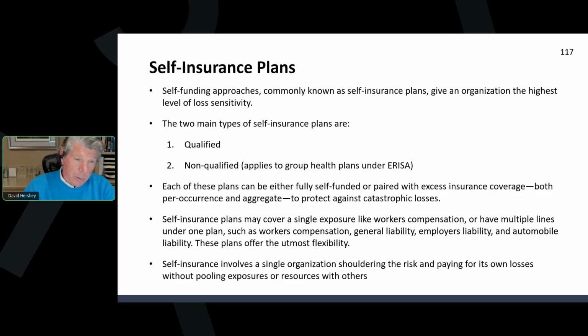That's a typical approach. Self-insurance involves a single organization shouldering the risk and paying for its own losses without pooling exposures or resources with others. Yeah, absolutely. It's a standalone deal. You're on the hook.